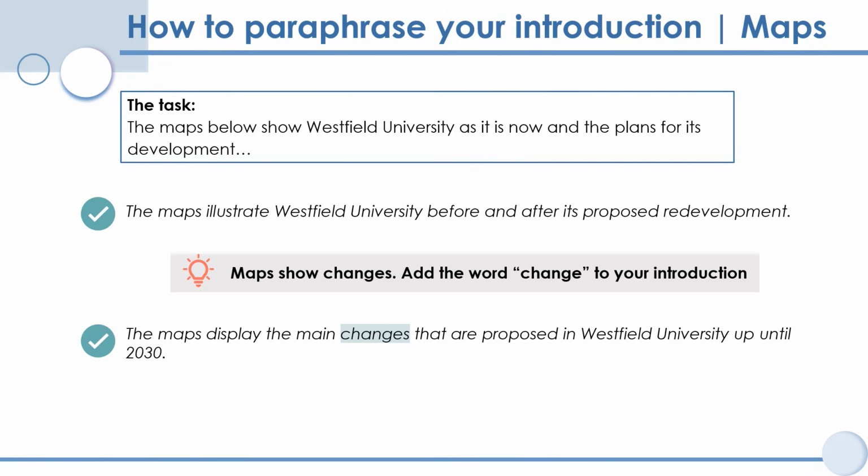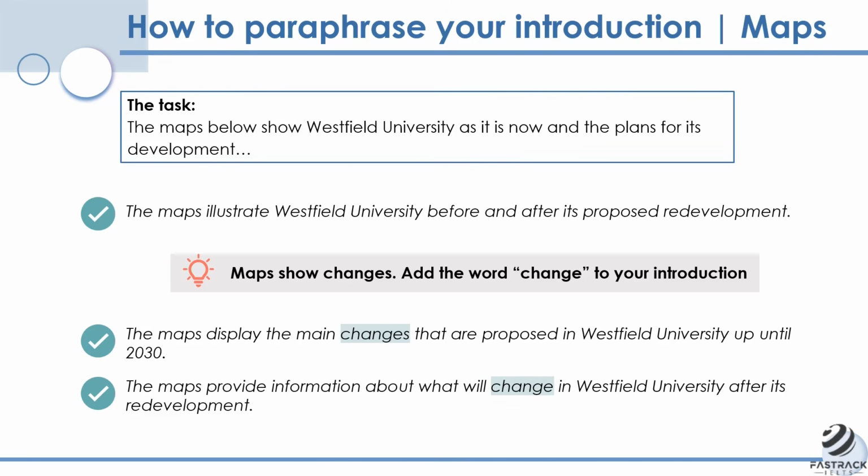So the changes is a noun. I could use the verb to change. The maps provide information about what will change in Westfield University after its redevelopment. This sentence is slightly less formal than the previous options, but you can still use it.